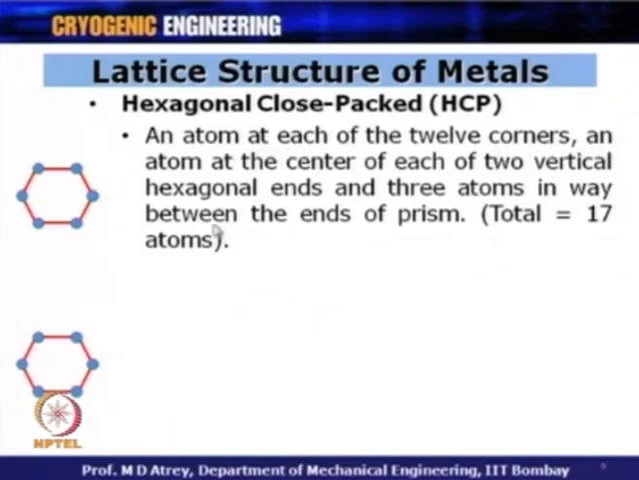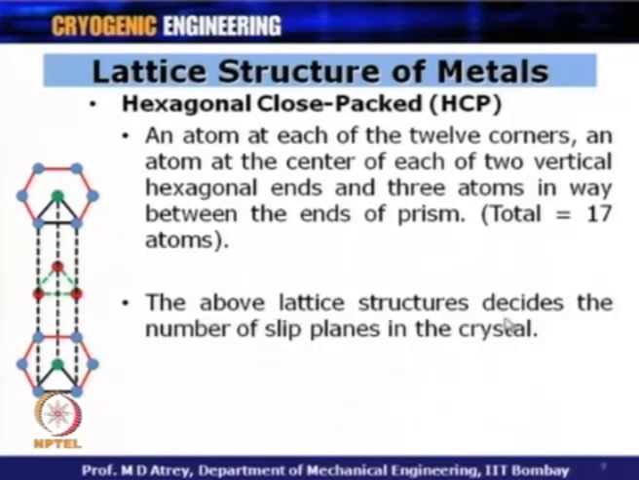So, we got atoms at 12 corners and an atom at the center of each of the 2 vertical hexagonal ends, which are these 2, and then 3 atoms at the center over here. Here we can see that we have got 3 atoms at the center of a prism, which is formed by this triangular face. So, you got 6 atoms on the top, 6 atoms at the bottom, plus 2 at the faces over here, and then 3 atoms at the center or the middle plane of this prism, which joins the top hexagonal face and the bottom hexagonal face. All these make around 17 atoms for HCP lattice structure.